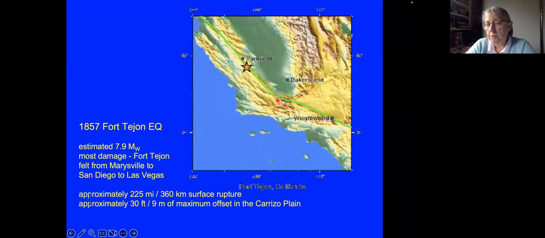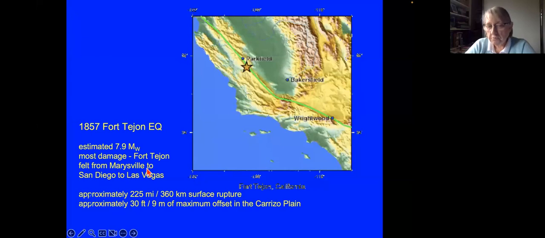Fort Tejon was an army post right about here at what's called the Big Bend, and it was pretty much destroyed. There was only one death in this earthquake, and that was at the little town of Gorman. And if you're in Southern California, you'll know the town of Gorman because it's on the Interstate 5 heading up to Sacramento. And it was an adobe, and it just pancaked and collapsed. And there was a man inside, and he died.